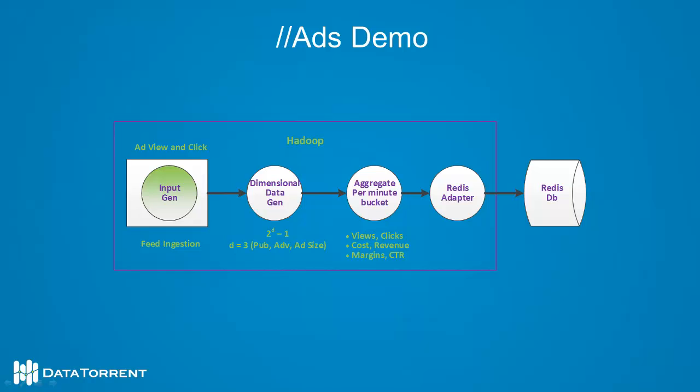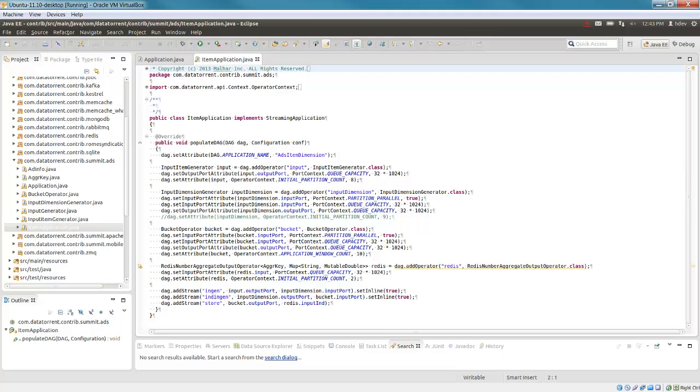Next, we're going to look at the application in the IDE. In the IDE, we define the operators that we have seen on the slide and connect them through streams. In addition, we see attributes. This application is a partitioned application, so we will have partition attributes set, and we will further explain this when we look at the console. In the code, you see the four operators: ads, item dimension, input dimension, bucket, and Redis.